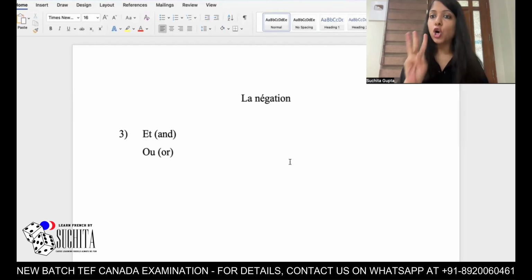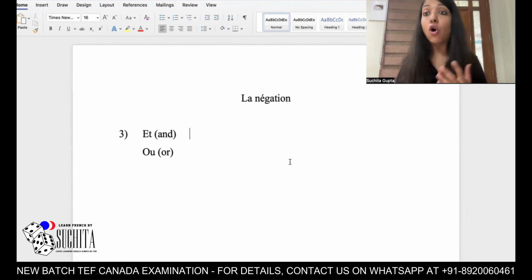Now let's look at our third and final negation, which is if you have et or ou in your sentence. That means if you have and or or in your sentence, in that case, what do you do? Now I'll explain this to you through an example. Let's say you have I like the chocolates and the ice creams. Of course, whenever you have and in your sentence or whenever you have or in your sentence, you will always have two things. For example, I like the chocolates and the ice creams. So and has actually joined two things, the chocolates and the ice creams.